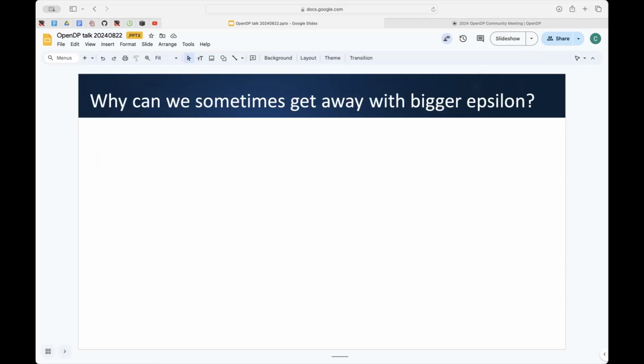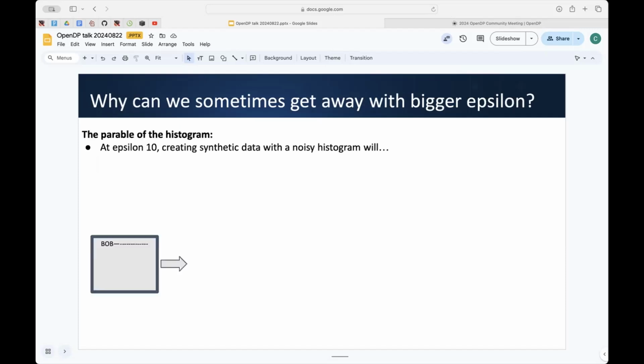All right, I think I foreshadowed this parenthetically at the beginning. Why can we sometimes get away with bigger epsilon? So I have a hypothesis, and this is part of why my underpinning problems are what they are. At epsilon 10, creating synthetic data with a noisy histogram, by noisy histogram, I mean, if I've got 4 features, my histogram has all 4 features in it, and I'm taking counts of people who have property A for feature 1, property B for feature 2, and so on. I'm exactly capturing the data set.